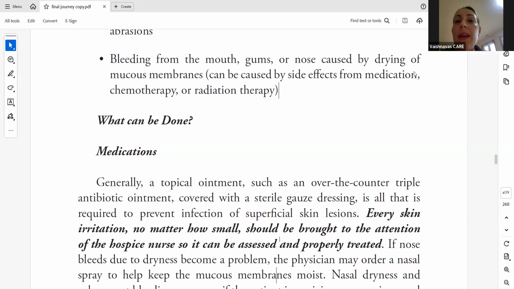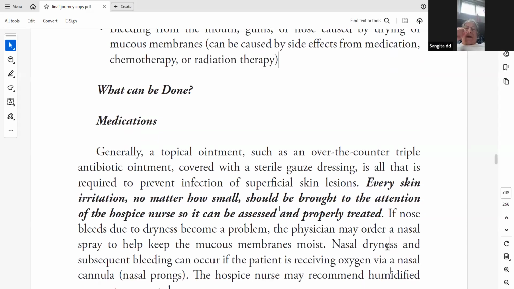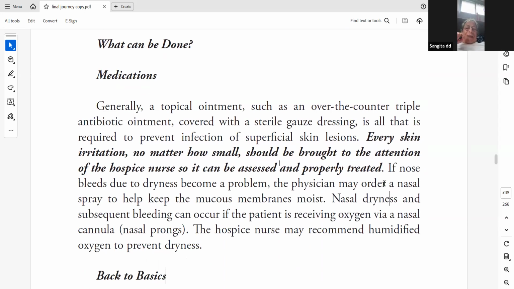What can be done? Medications. Generally, a topical ointment such as an over-the-counter triple antibiotic ointment covered with a sterile gauze dressing is all that is required to prevent infection of superficial skin lesions. Every skin irritation, no matter how small, should be brought to the attention of the hospice nurse so it can be assessed and properly treated. Even if you notice a little tiny pinprick, bring it to the attention of the nurse on your patient, because it'll get big before you know it.